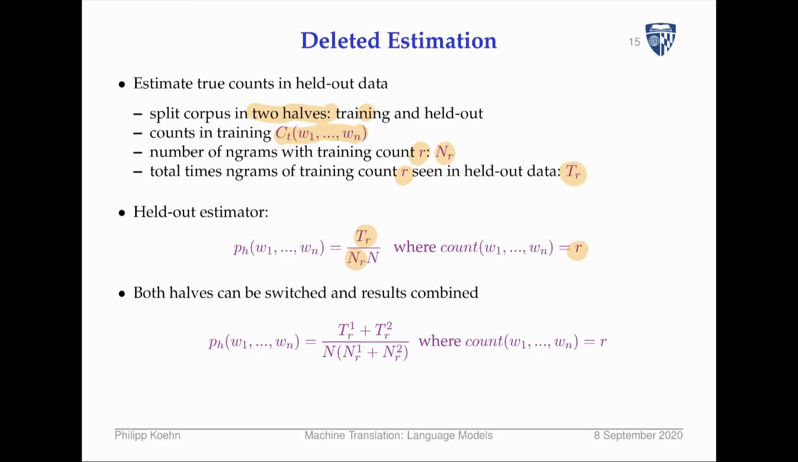Obviously this wastes half the corpus, because only one half is the corpus where we actually collect counts that we're going to use for our language model. The other one is really just for validation, for assessing these probabilities. But hey, we can go in both directions. If we switch the roles of these two halves, we get an equivalent count. Let's call them T sub r1 and T sub r2, and we then just average between them. So that's one way you could go about it.